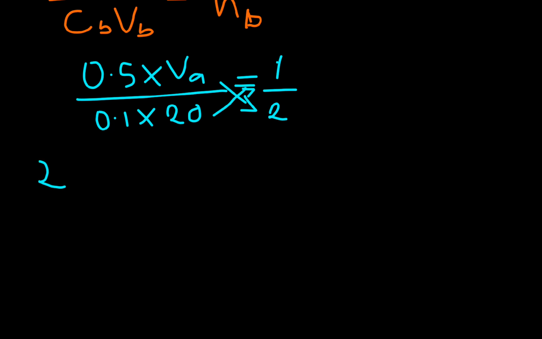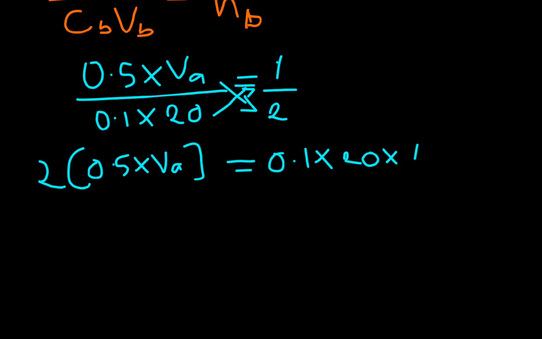So we have 2 in brackets, 0.5 times Va, close bracket, equals 0.1 times 20 times 1. So if we open our bracket, we would say 2 times 0.5, I'm just going to punch my calculator here. 2 times 0.5 is 1, times Va, equals 0.1 times 20. We will have 2 times 1.